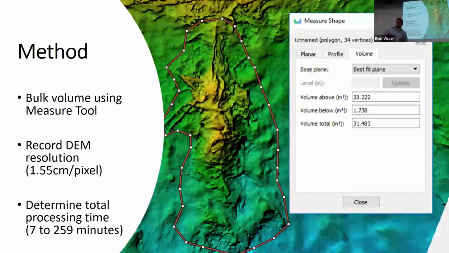The digital elevation models I was able to generate during this work were of very good resolution. The one here is a resolution of 1.55 centimetres per pixel, and the coarsest resolution I got was about 4 centimetres per pixel. So even the coarse ones are still very, very fine. Depending on the number of images that you use, processing time can vary between 7 and 259 minutes, and the quality of the model and subsequent DEM also change with that. So low number of images, low processing time, low quality model, vice versa for the high quality.